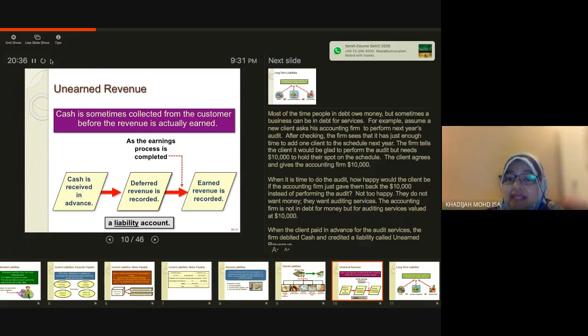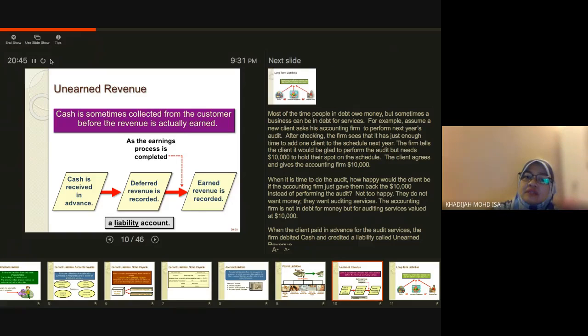And then later, when you actually perform the services, you are going to recognize your revenue. You debit your liability because you want to remove it. So you debit your unearned revenue, you credit your revenue. The credit here is revenue, which is an income statement item.